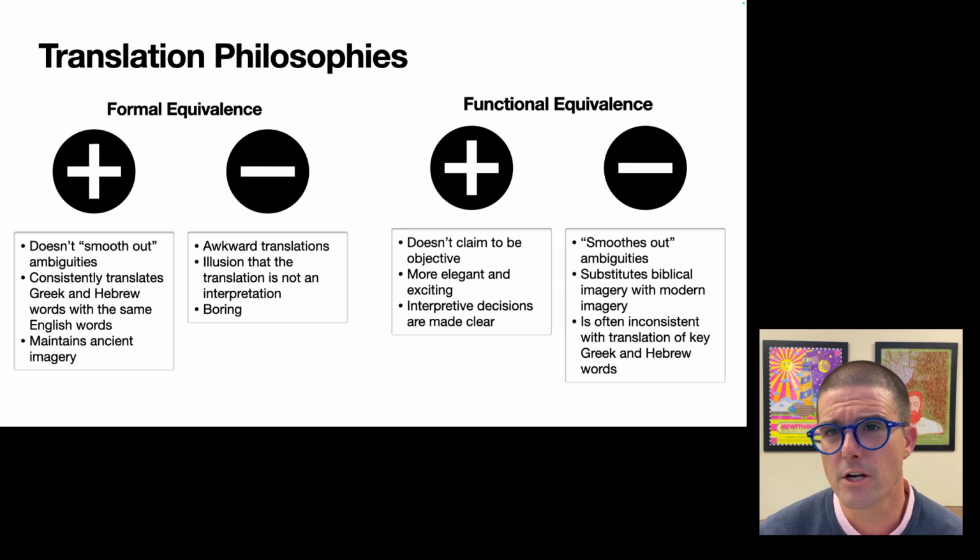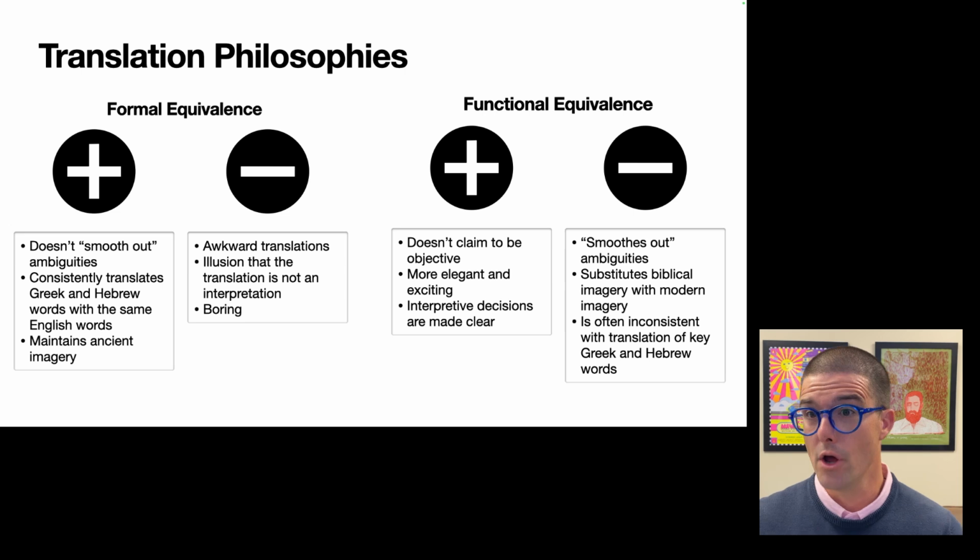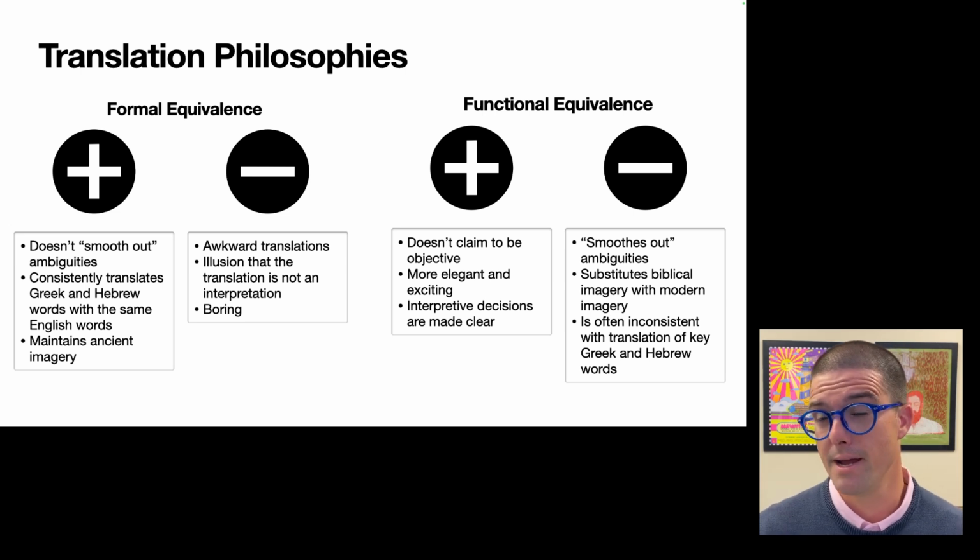On the negative side for functional equivalence translations, they very often smooth out ambiguities. They don't let the ambiguity stand. So you might not know that there is a particular interpretive debate around a grammatical issue when reading a functional equivalence translation.